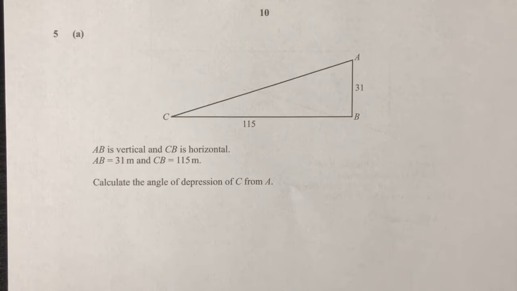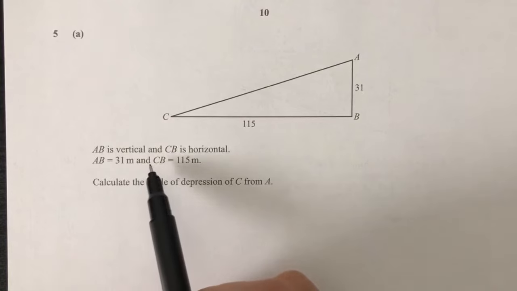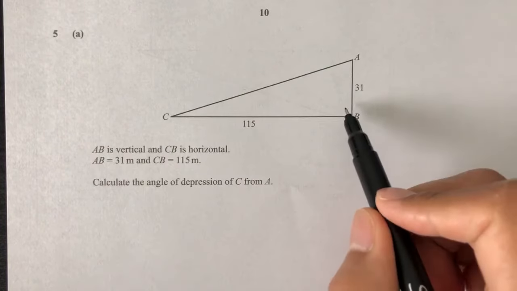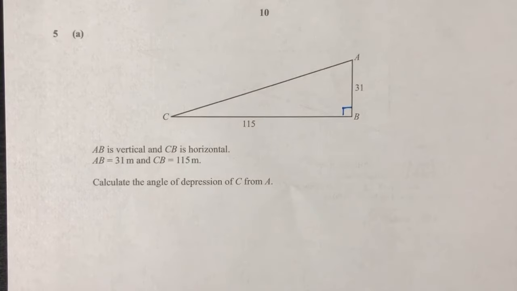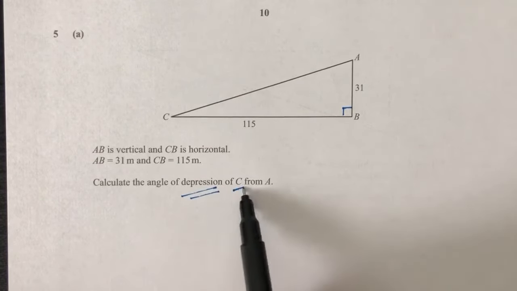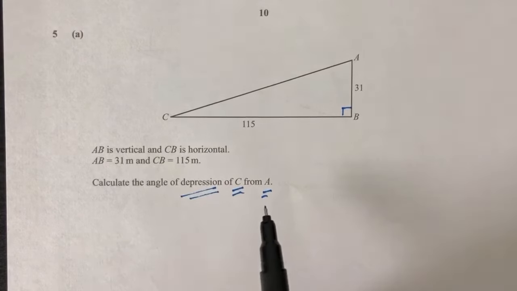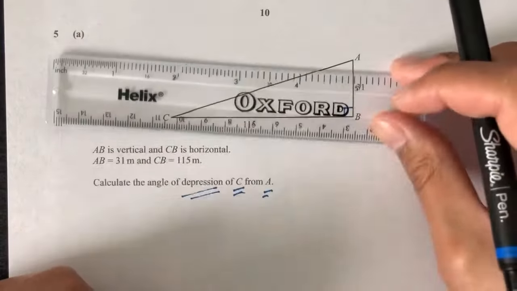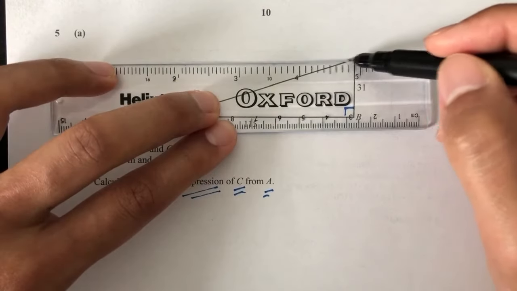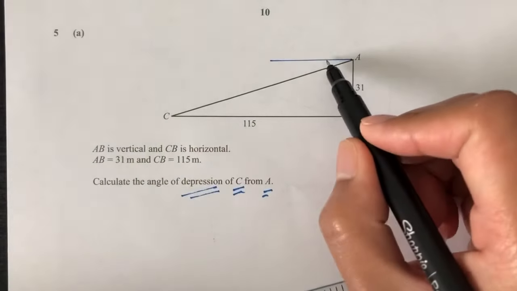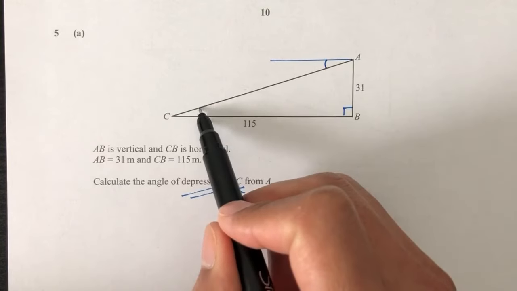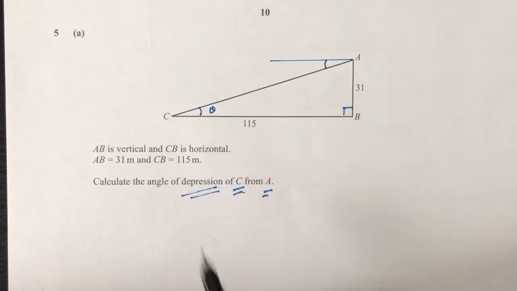Question number 5, part A. AB is a vertical and CB is a horizontal. So vertical, this is a right angle triangle. Now we have to calculate the angle of depression of C from A. So we have to find this angle. So this angle is actually equal to this angle. So we just have to find this angle.